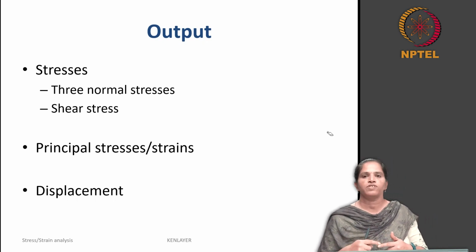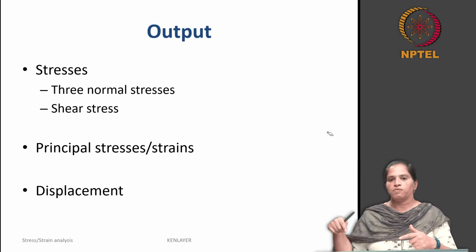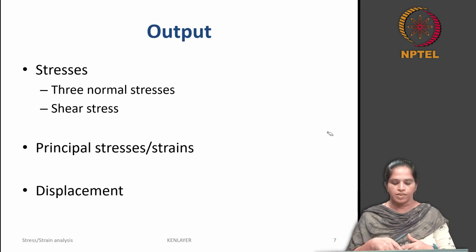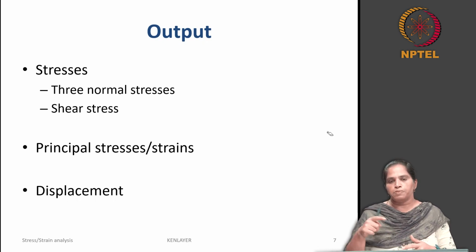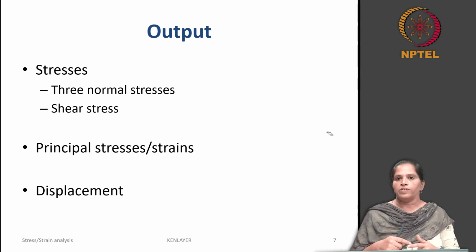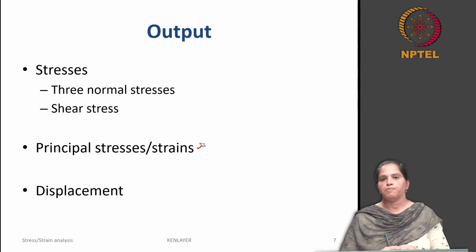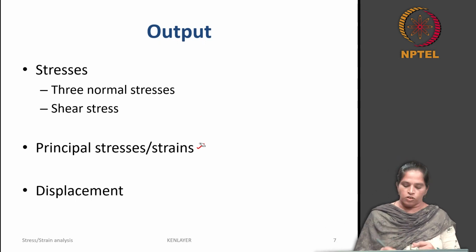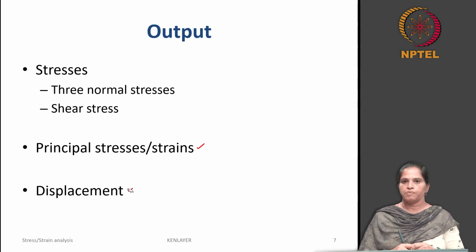If the load is different from a single axle, so if you have 2 tires, 4 tires, or 6 tires, then the principal stress is going to be the critical stress, and you need to determine the principal stress from the 3 normal stresses and a shear stress value. For design purposes, we will be using principal stresses and strain. You will also get displacement along with the stresses and strain. This is the output we will get from the KENLAYER software. Now let us go to the software and see the demo.